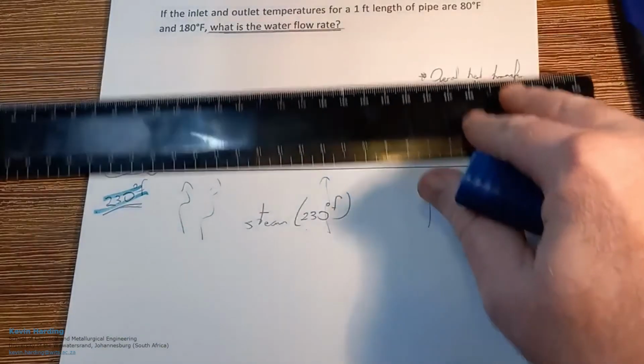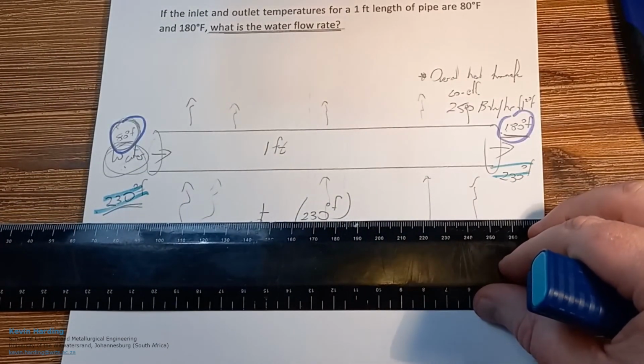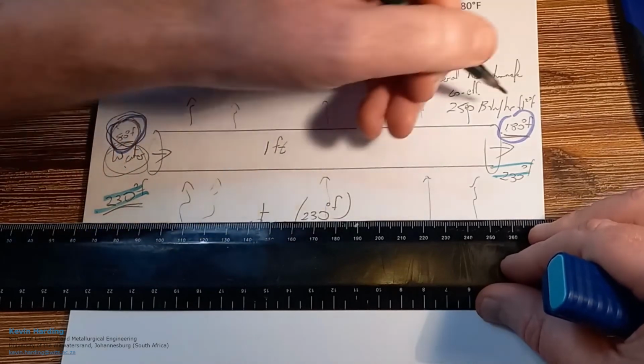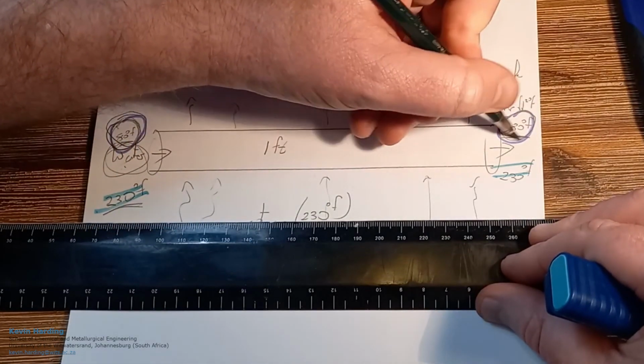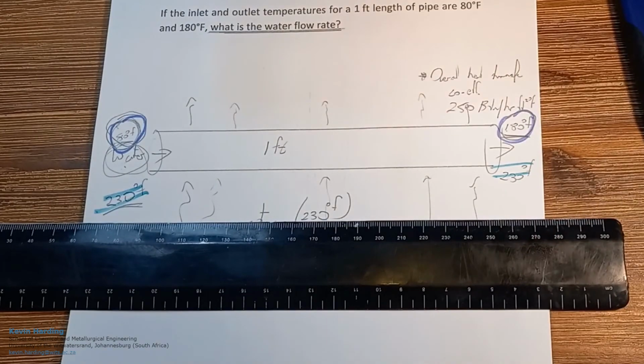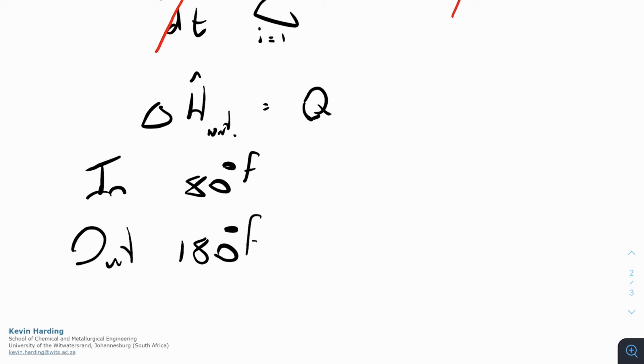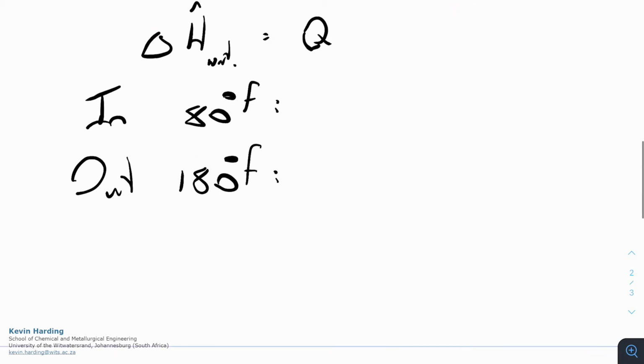So in the pipe, let's come back on this side quickly. We said that in the pipe, we've got water at 80 degrees Fahrenheit and it comes out at 180 degrees Fahrenheit. So what we're actually wanting now is to find out what is the enthalpy of the water so that we can solve the equation on the top here.